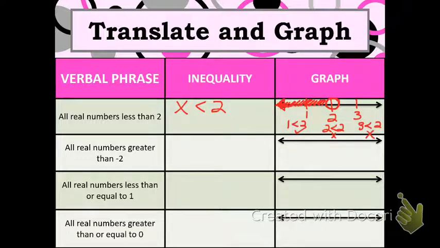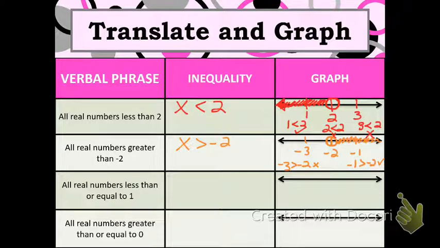Next we have all real numbers greater than negative 2. So that's x is greater than negative 2. Pretty similar, I put the negative 2 in the center of my number line. I include one number larger and one number smaller on the number line. Still a strictly greater than sign, not equal to, so I have an open circle. And then I do a test point on each side. I want to see, is negative 3 greater than negative 2? It's not, so I don't shade that side of the number line. Is negative 1 greater than negative 2? It is, so I shade that side of my number line.